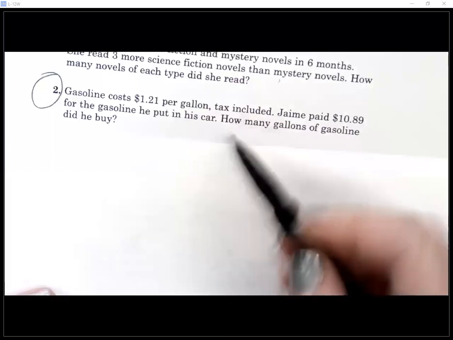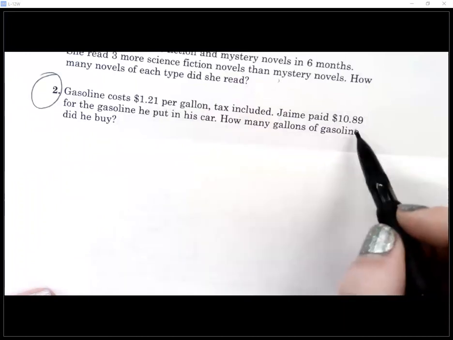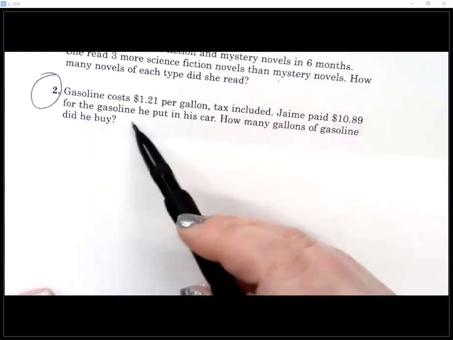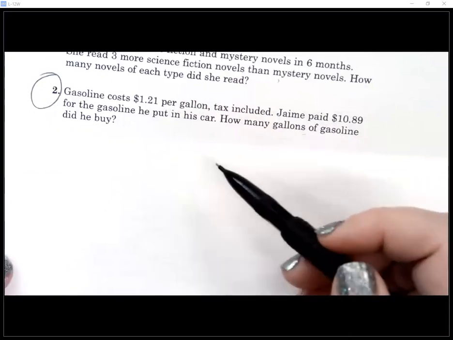Gasoline costs $1.21 per gallon, tax included. Jamie paid $10.89 for the gasoline he put in his car. How many gallons of gasoline did he buy? Hunter, what do I even do? $10?